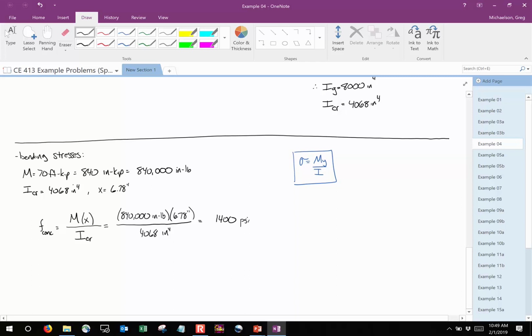Now, just to be clear, are we within what this concrete can handle? What's the maximum compressive strength of the concrete? 3,000 PSI. So we're well within what the concrete can handle. Just because it's cracked doesn't mean the beam is done. The beam can withstand loads well beyond. Okay? Now, we're not done. We got one more calc to do. We got to determine the stress in the steel.